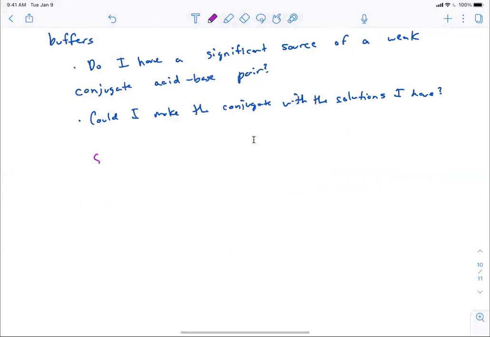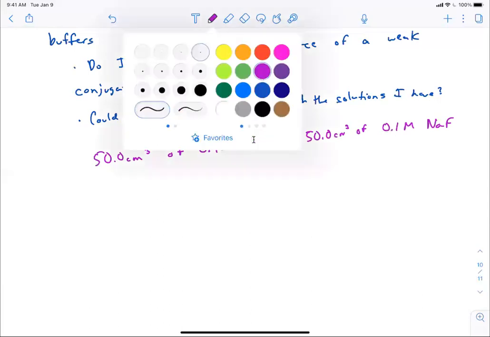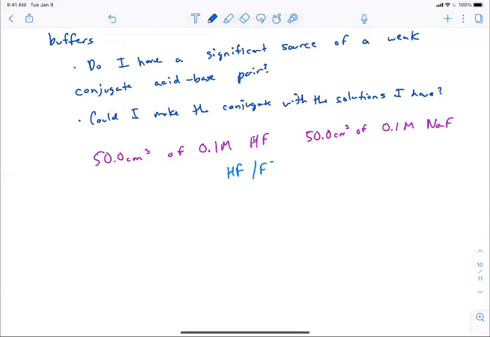And so you have scenarios here where you can see something like, I don't know, 50 centimeters cubed of 0.1 molar HF and 50 centimeters cubed of 0.1 molar NaF. Okay. Now, the conjugate acid base pair here is HF and F minus. And so do we have that? Yes, we have it here and we have it here. So it doesn't matter how much of each I have, as long as I have a solution's worth of it, it's going to be a significant amount.